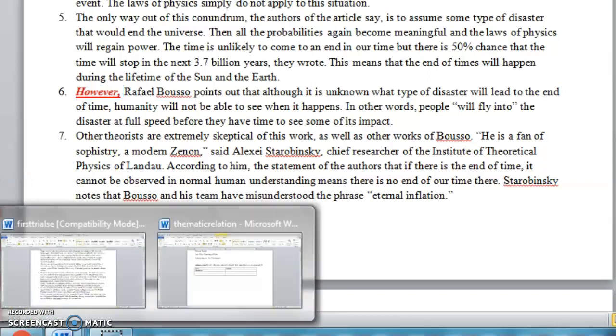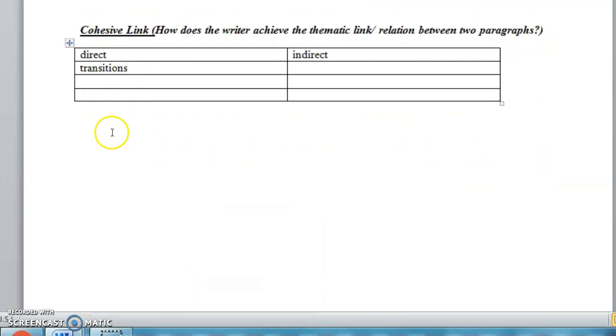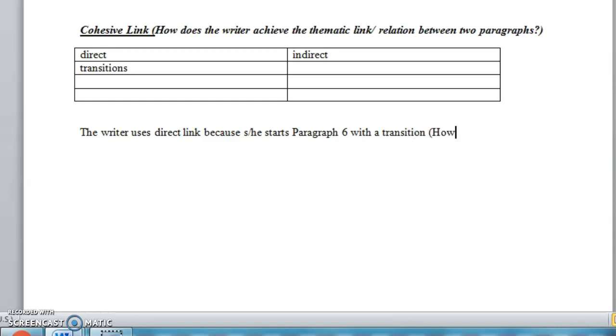So I will write the answer here. We have transition, then the writer uses direct link because he or she starts paragraph 6 with a transition. And of course, between brackets, I have to say what this transition is. That's my answer, I'm done.